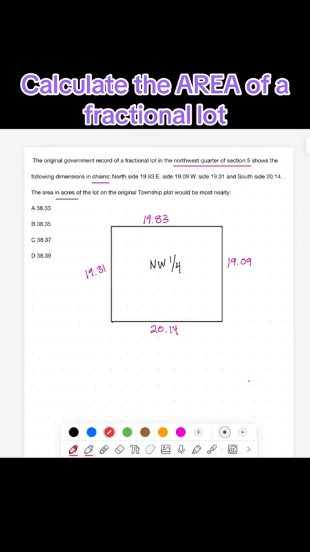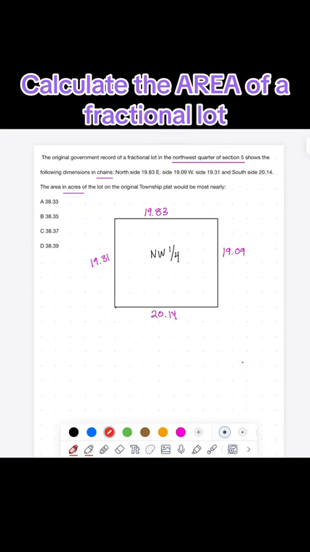So we obviously can't solve the area for an imperfect square using the methods that we learned in elementary school. We have to do this a little bit differently. What you're going to do to solve the area of this quarter of a section is find the sum of the east and west sides, divide it by 2, and then find the sum of the north and south sides and divide that by 2. And then you're going to multiply those together.